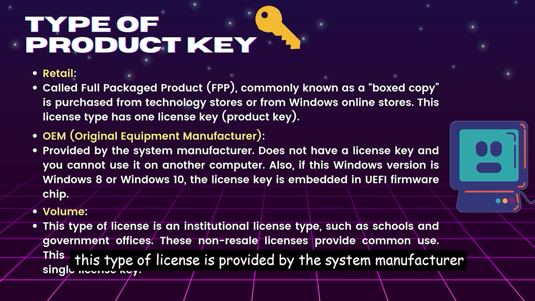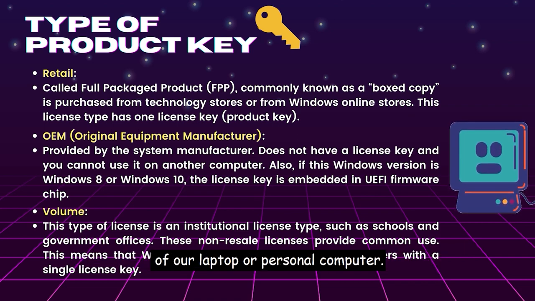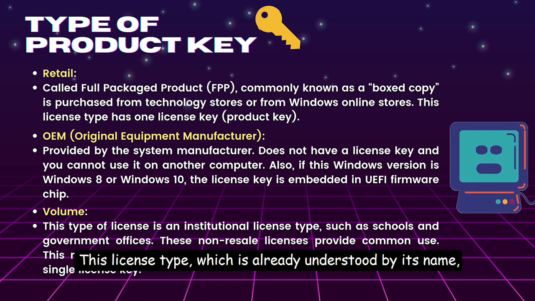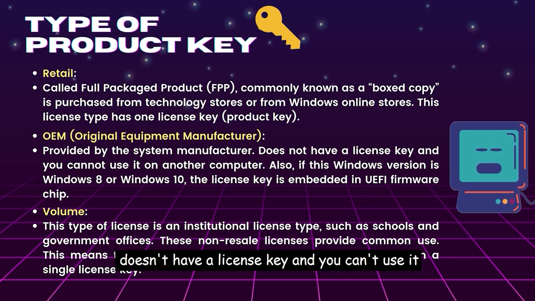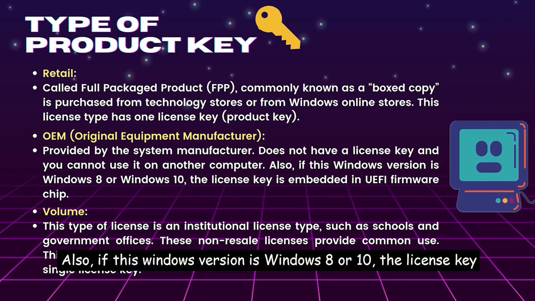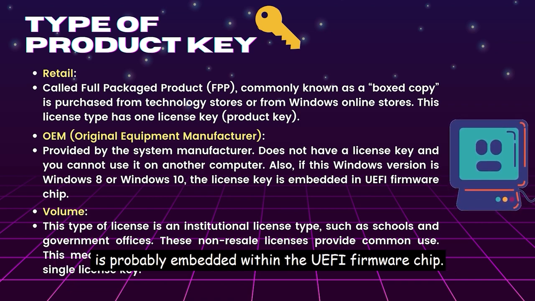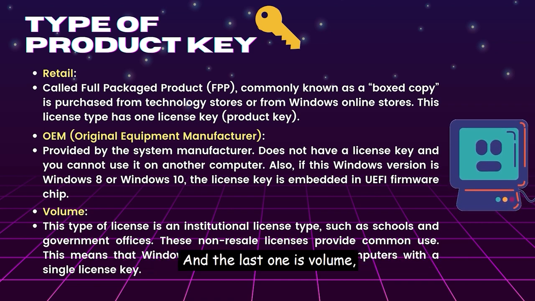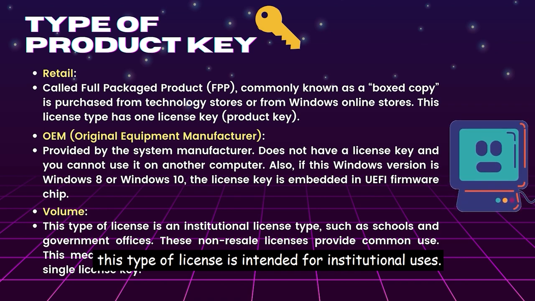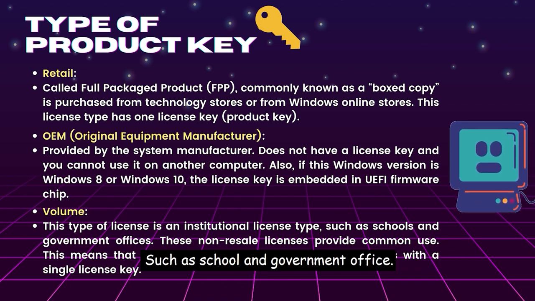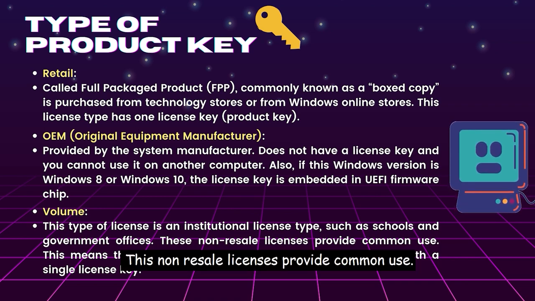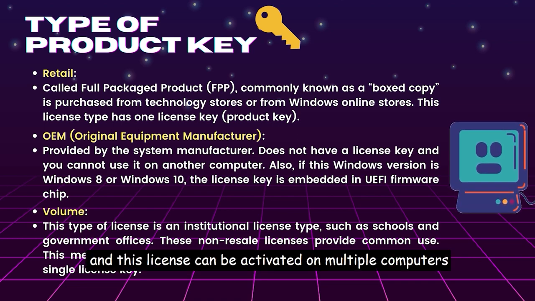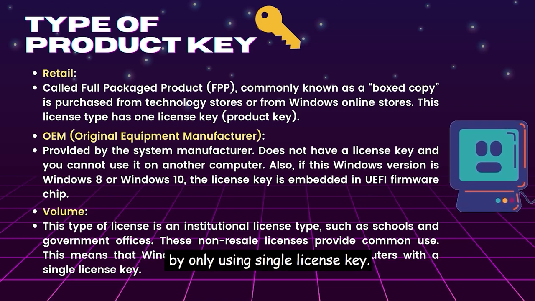This type of license is provided by the system manufacturer of our laptop or personal computer. This license type, as its name suggests, doesn't have a license key and you cannot use it on another computer. Also, if this Windows version is Windows 8 or 10, the license key is probably embedded within the UEFI firmware chip. And the last one is volume. This type of license is intended for institutional users such as schools and government offices. These non-resale licenses provide common use, and this license can be activated on multiple computers by only using a single license key.